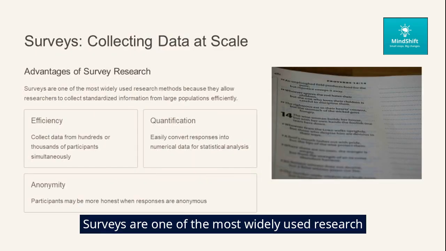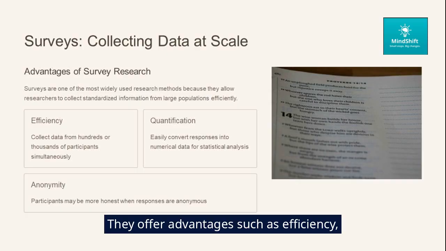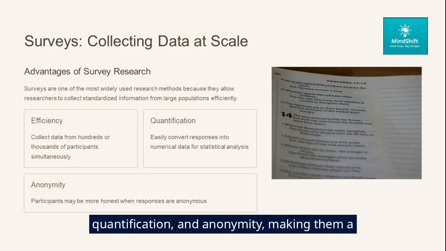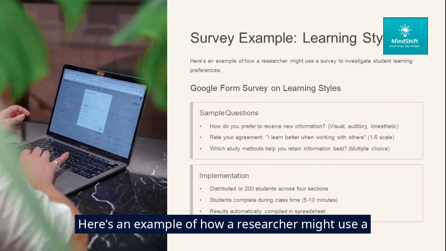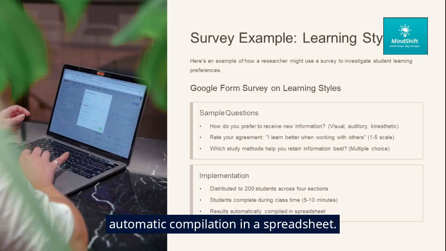Surveys are one of the most widely used research methods because they allow researchers to collect standardized information from large populations efficiently. They offer advantages such as efficiency, quantification, and anonymity, making them a powerful tool for data collection at scale. Here's an example of how a researcher might use a survey to investigate student learning preferences. Using a Google form, they can ask questions about how students prefer to receive new information and rate their agreement with statements. This method allows for quick data collection and automatic compilation in a spreadsheet.